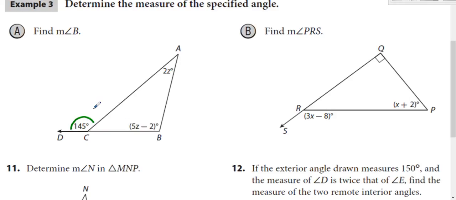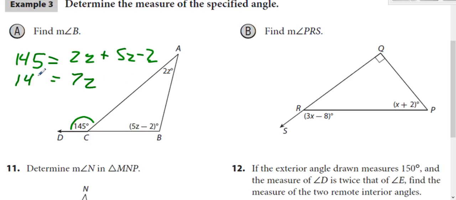So the exterior angle, 145, is equal to, not the angle right next to it, but the other two, added up. 2z plus 5z minus 2. The other two angles added up. So solve that out. You get 7z. Add the 2 over, you get 147. So z equals 21.